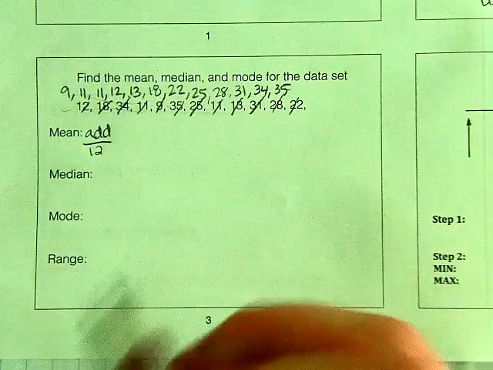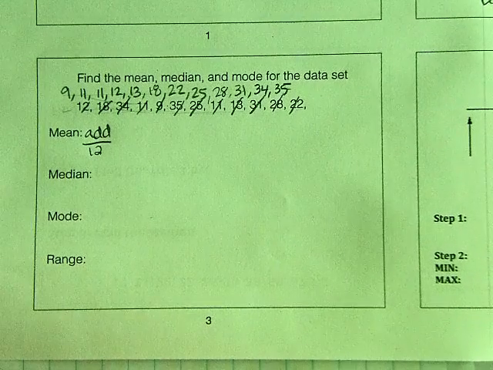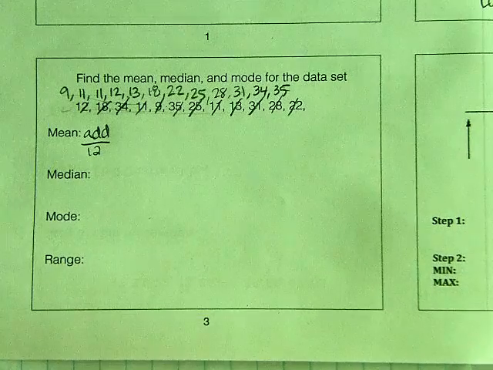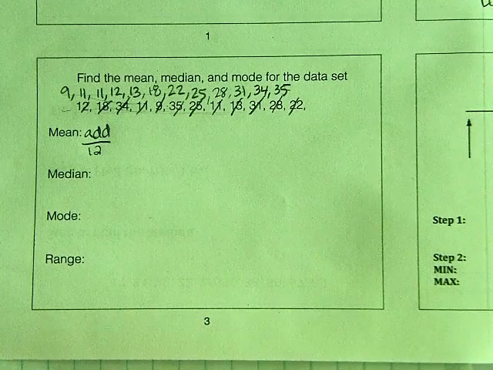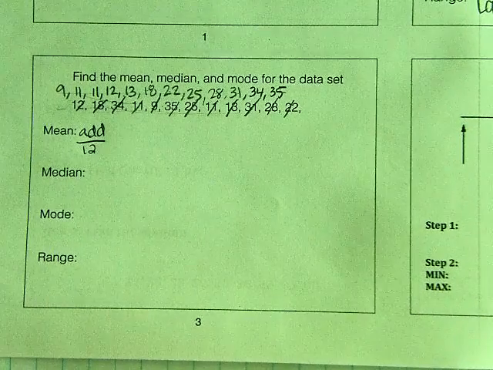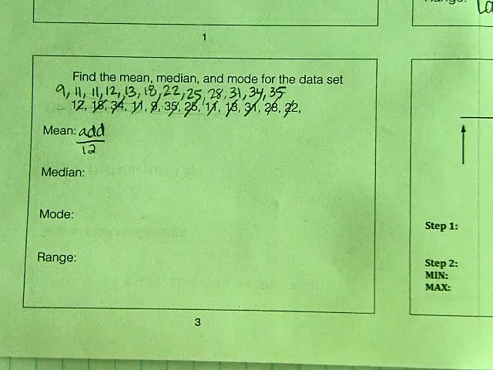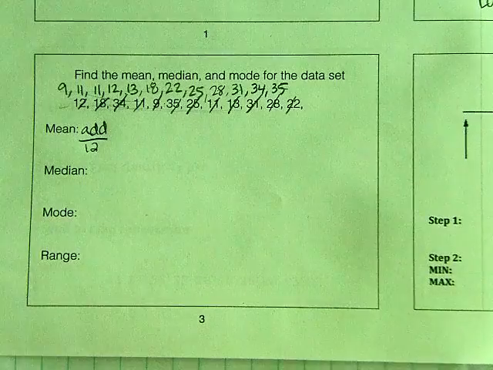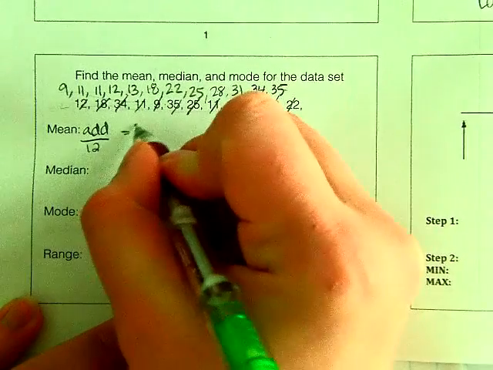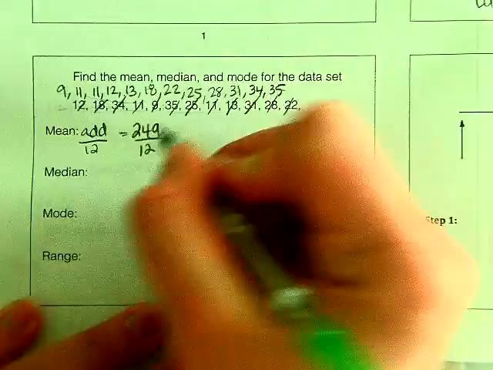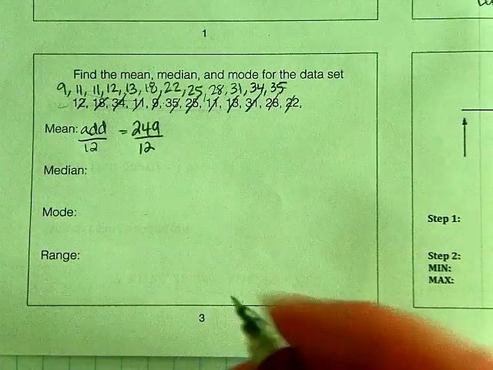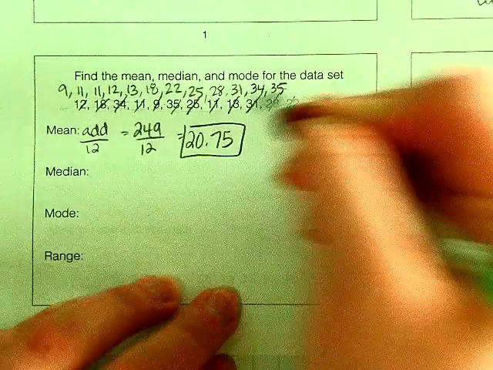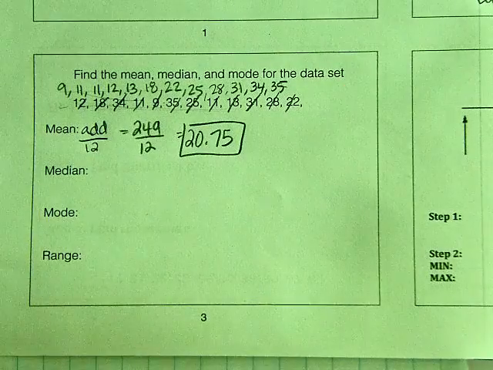So if I add all those up, so I have 9 plus 11 plus 11 plus 12 plus 13 plus 18 plus 22 plus 25 plus 28 plus 31 plus 34 plus 35. As long as I didn't make a mistake in my calculator, which I'm not going to double check, I get 249. If I divide that by 12, I get the average is 20.75. So the average for whatever type of data this would be is 20.75.